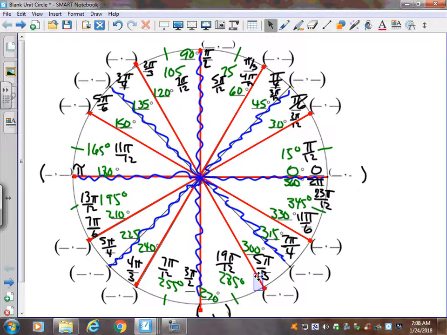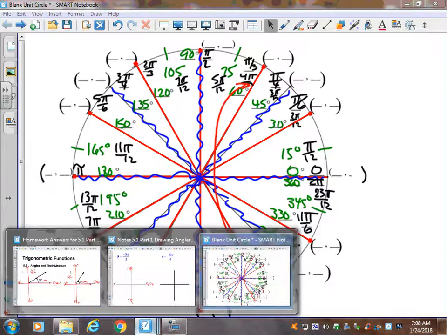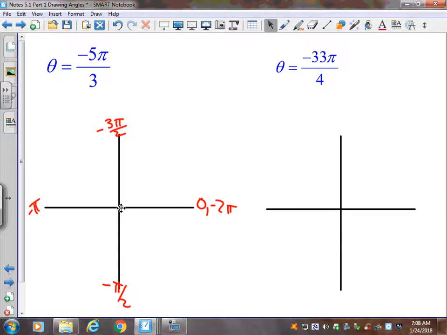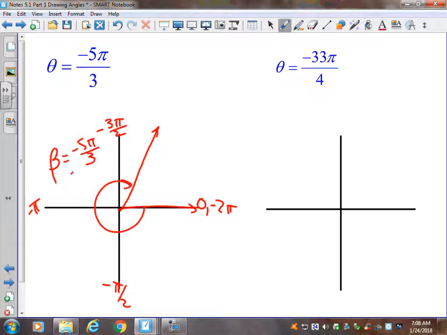That means I got to flip it, and it's going to be up here at the same place that 60 degrees is. So we'll draw in our 60-degree angle, but it's going to open around the opposite direction because it's a negative angle. And this is a beta angle of negative 5 pi over 3 in quadrant 1.